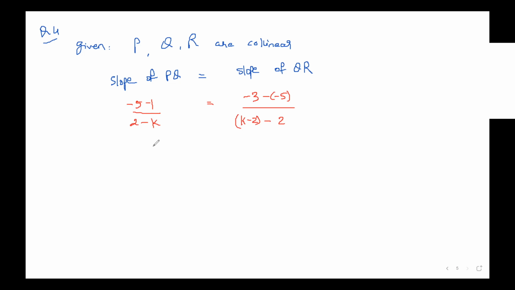-6 upon 2 minus k equals 2 upon k minus 4. Cross multiply. -6k plus 24 equals 4 minus 2k. Take all k terms on one side and constants on the other side. So 20 equals 4k, that gives k equals 5.